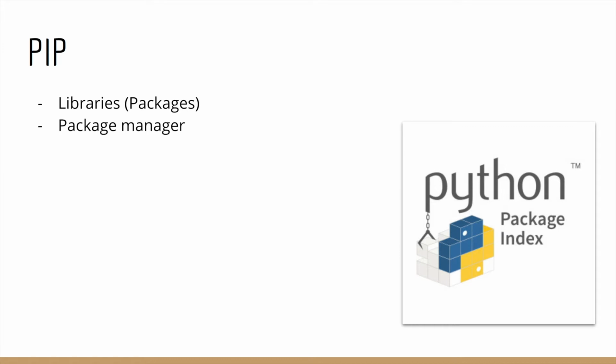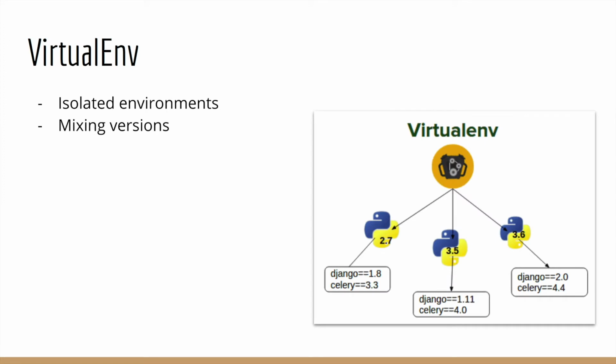But there is one big problem with it, and that is that pip doesn't take real good care of your versioning, and that's where the virtual environment comes in. The virtual environment allows you to specify which versions you want to use for different projects. So this is really helpful when you have to manage multiple projects which use the same dependencies, the same modules, but different versions.